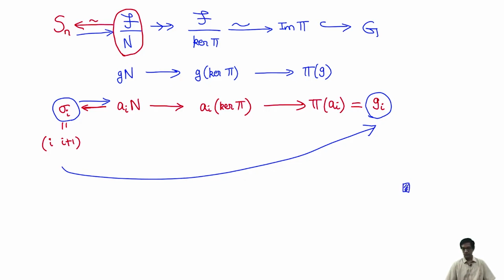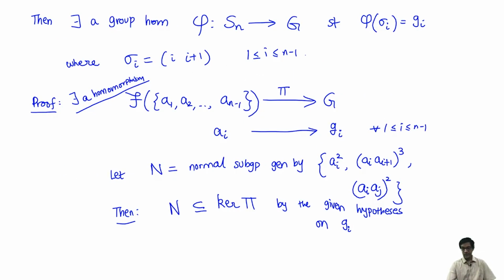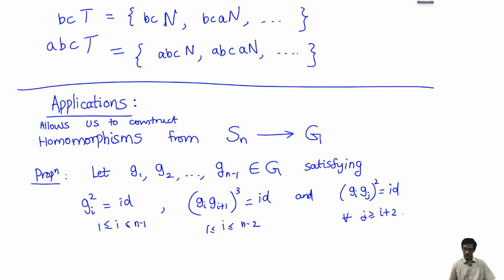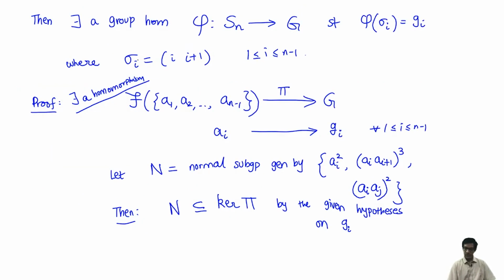That finishes the proof. So if you give me gi's with the correct properties, then I can construct for you a homomorphism from the group Sn to G, which maps the sigma i's to the elements gi. Okay, so that's the crux of this proposition.